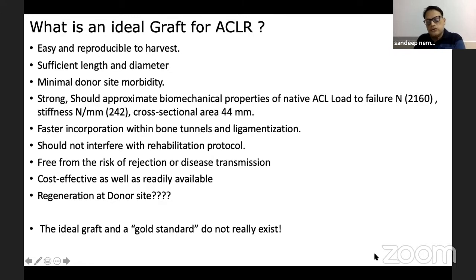And regeneration. These days, a few studies have come up which document regeneration of the graft from the donor site of the hamstrings and bone patellar tendon bone. We also have conducted a study on regeneration of quadriceps tendon: what are the changes that occur at the quadriceps tendon donor site? We are going to discuss that in short. Actually, the ideal graft and the gold standard does not exist. If we go through different grafts, one or the other graft lacks in one or the other things.